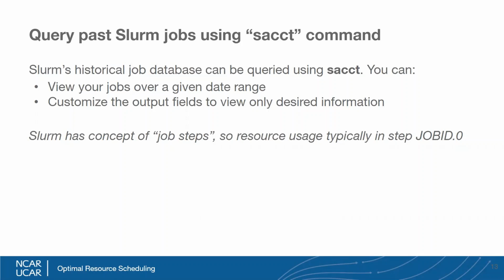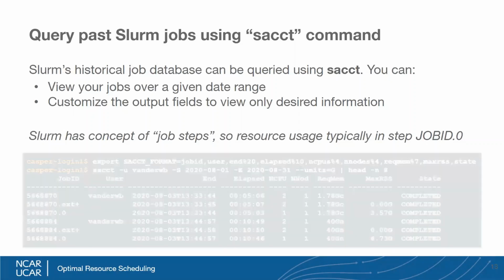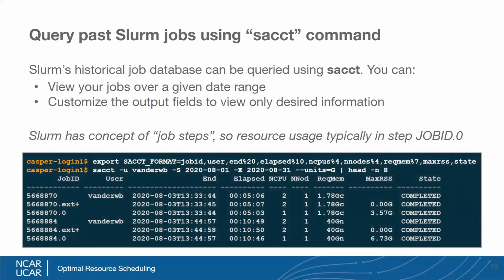And you have to remember that Slurm has this concept of job steps. I've called them sub-jobs occasionally. So resource usage that you find for your job is typically in the step, and it'll be the job ID .0 or .1, .2, .3. So that'll be the syntax for the job steps. And that's what this would look like here. So here I'm using an environment variable that they define, this SACCT_FORMAT, to specify the different fields that I want. And if you look at the manual page, or if you go on the web documentation for Slurm, you can see the different options that you have here.